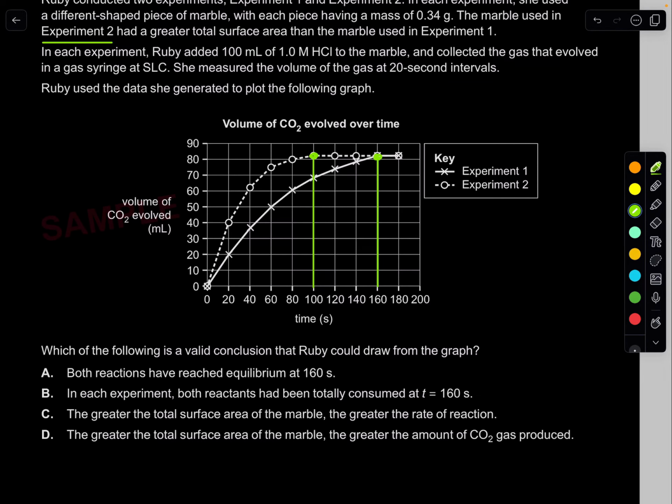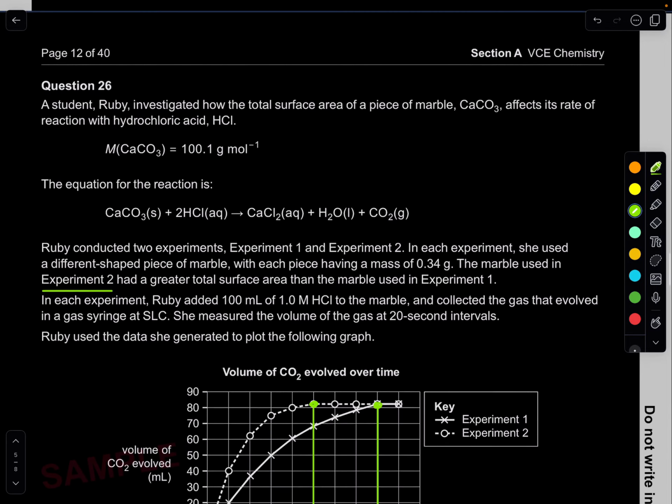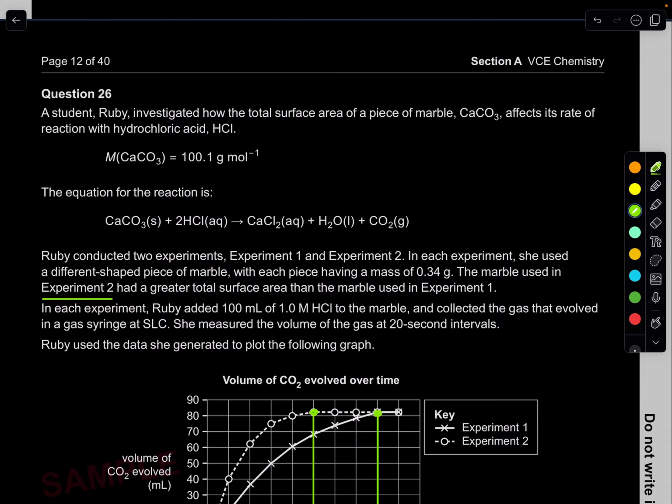Which of the following is a valid conclusion that Ruby could draw from the graph? So conclusion, like we said, be careful with the word conclusion. It's so easy. Do not misunderstand it. Remember, what were we measuring? So investigate how the total surface area of the marble affects the rate of reaction with hydrochloric acid. Done.